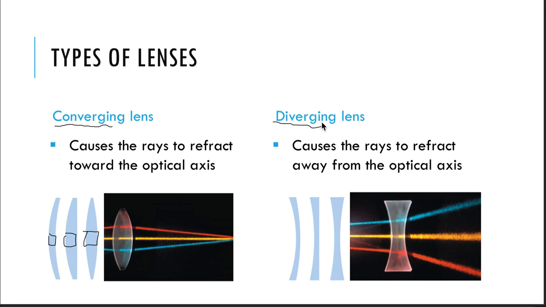The diverging lenses cause your rays to diverge. You can see the rays are going through and then they are coming apart. So the diverging lenses are thinner in the middle.